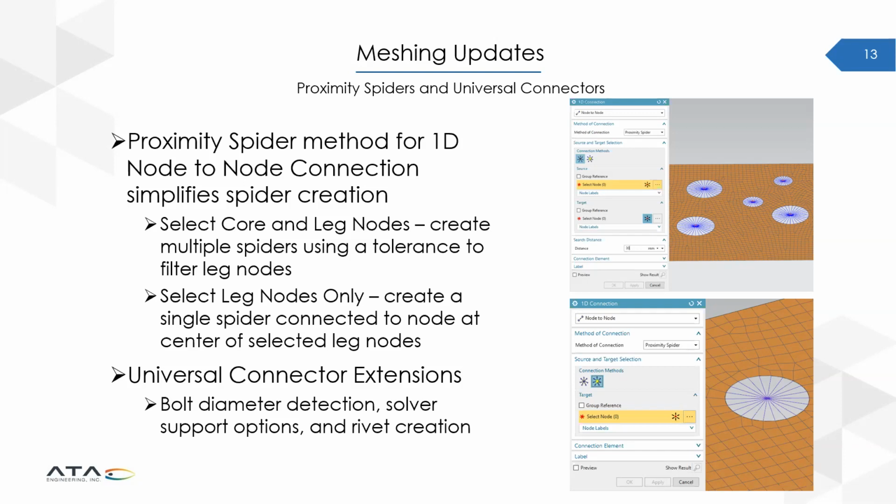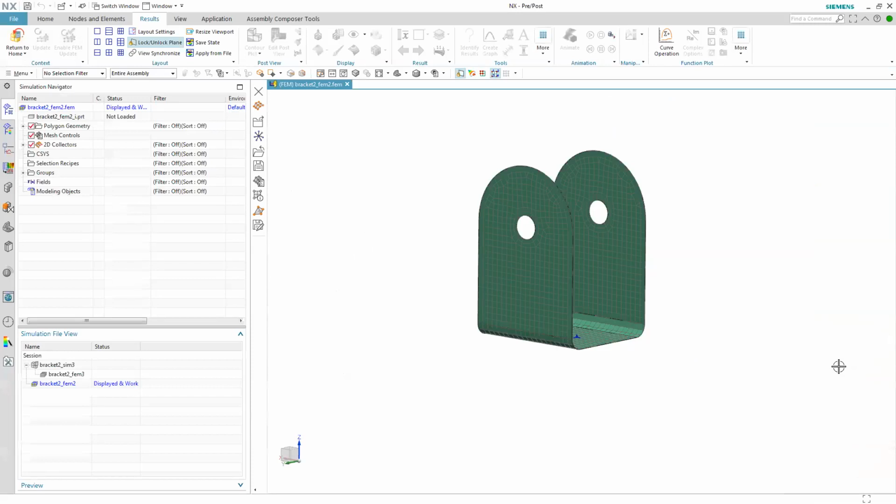I just also want to note while we're on the slide that there are some additional universal connector extensions. In particular, there is a new ability for bolted joints where the bolt diameter can be automatically detected by the universal connector. There are some solver support options that are new as well, and then finally a new rivet creation method. So with that, let's go ahead and hop over to MX now.